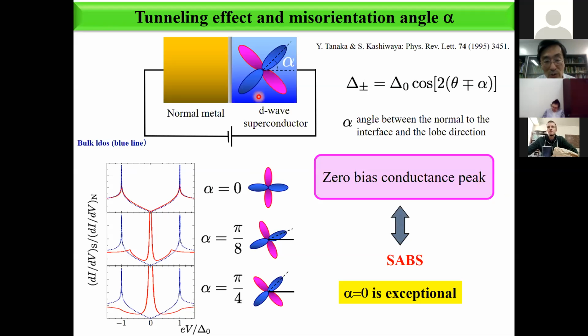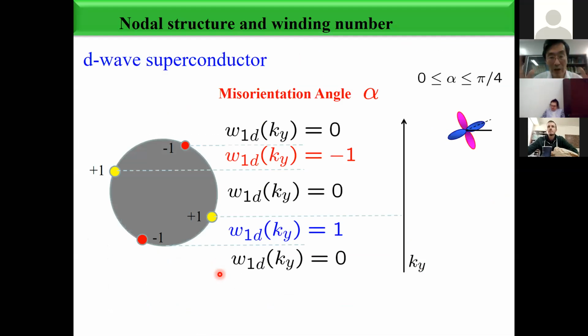So if alpha is non-zero, then we should expect a zero bias conductance peak. Is it possible to understand the generation of the zero bias conductance peak in the language of topology? Okay, let's discuss. If alpha is non-zero, let's calculate the winding number like that.